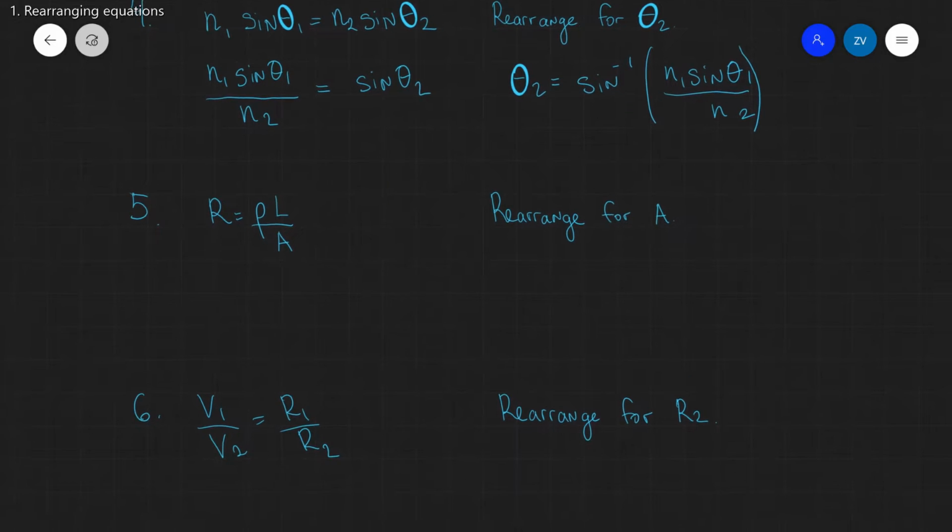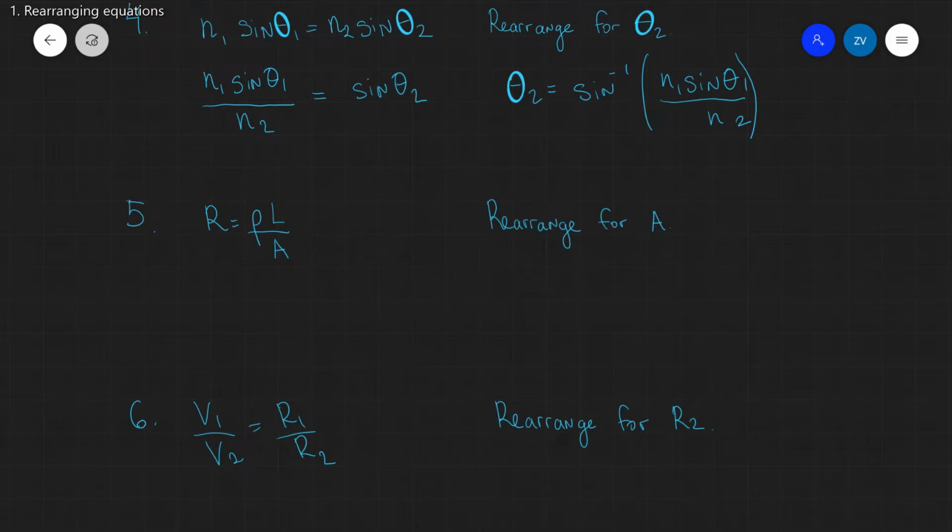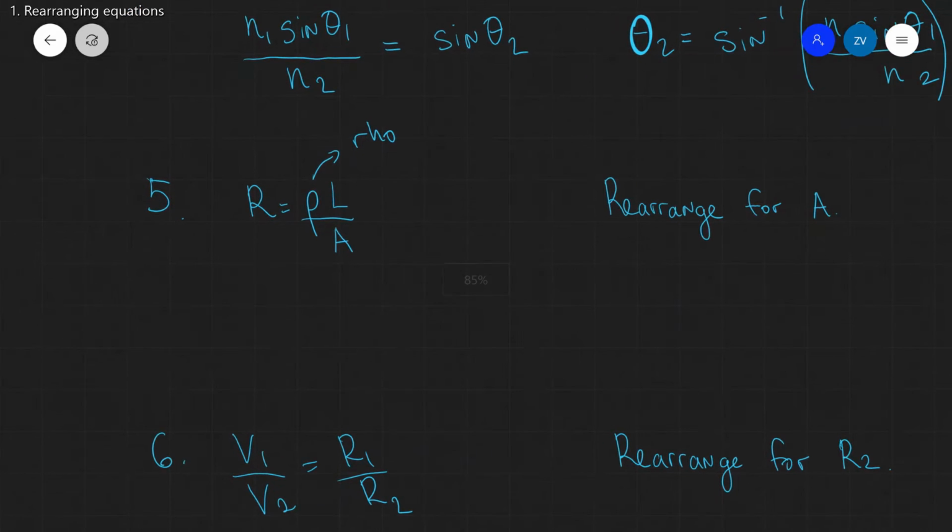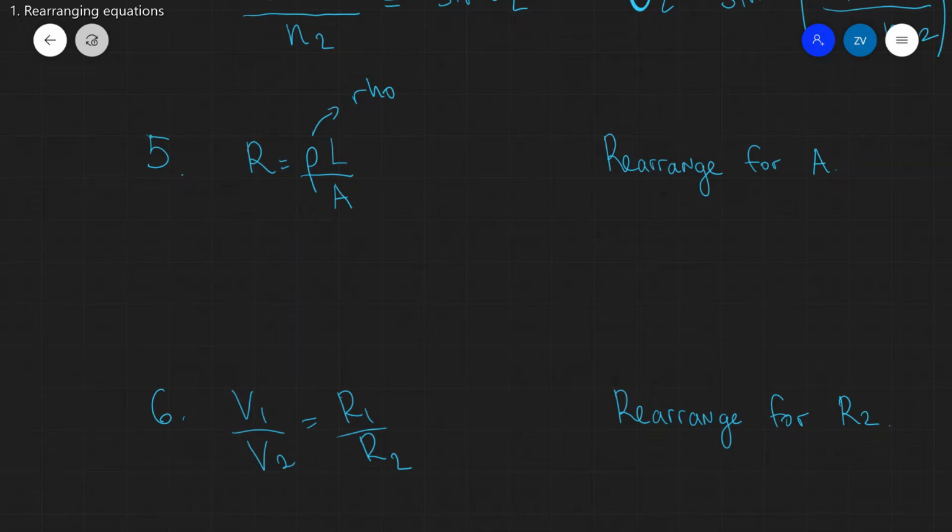Okay, well, question 5. So R is equal to rho times L divided by A. So this symbol here, it's often used to denote resistivity, but also density, and it's pronounced rho. Okay, so we need to rearrange this for A. The first thing that we need to do is bring A up here to the denominator of the fraction. So the way we're going to do that is by multiplying both sides by A. So let's multiply the left and the right by A.